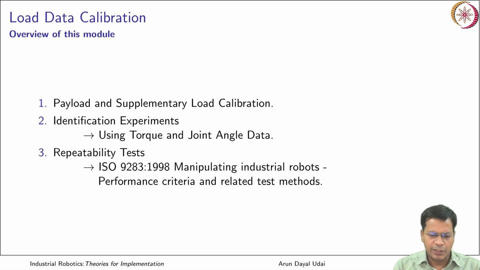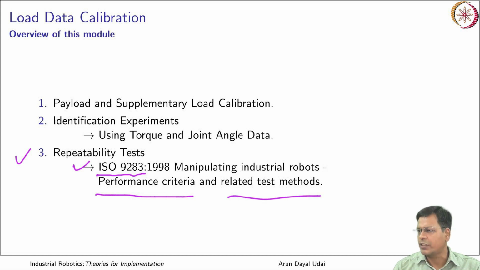The last lecture will continue with the repeatability test, that is ISO 9283. That is one of the most important parameters mentioned in the robot's specification, as you have seen. The ISO 9283 standard especially deals with manipulating industrial robots. It deals with performance criteria and related test methods. We'll discuss various test methods, what environmental conditions there should be, and how the robot is to be tested for repeatability. So let us continue with payload and supplementary load calibration.